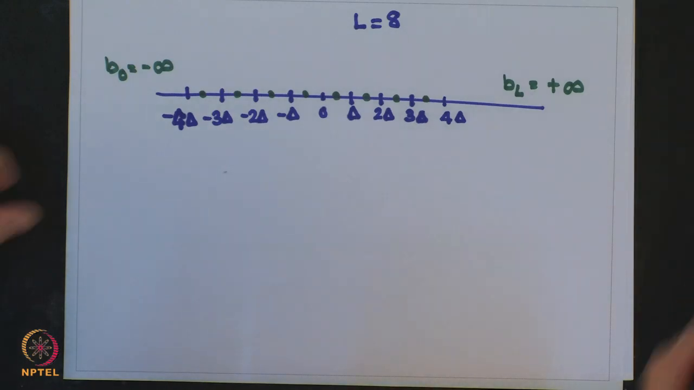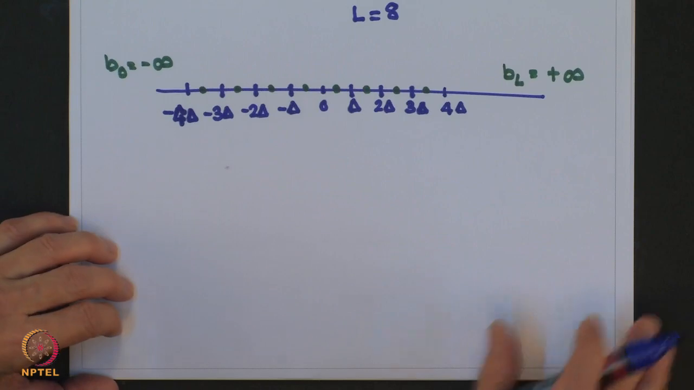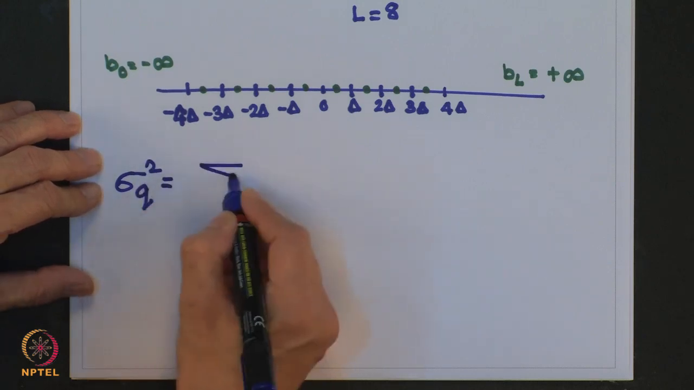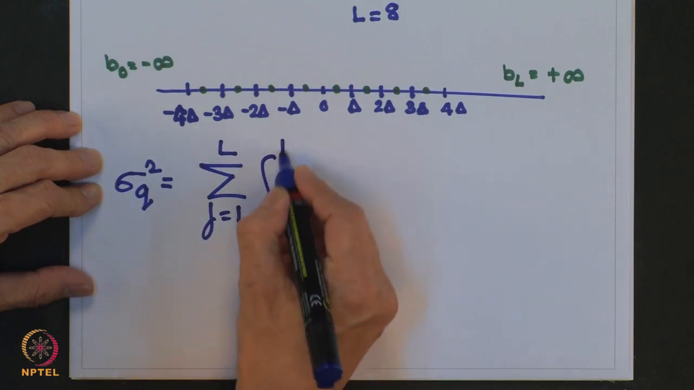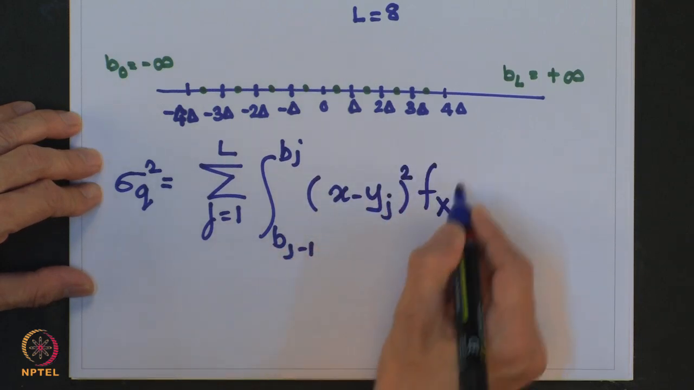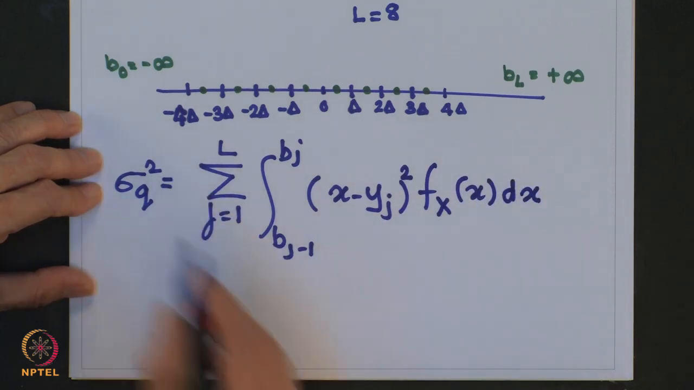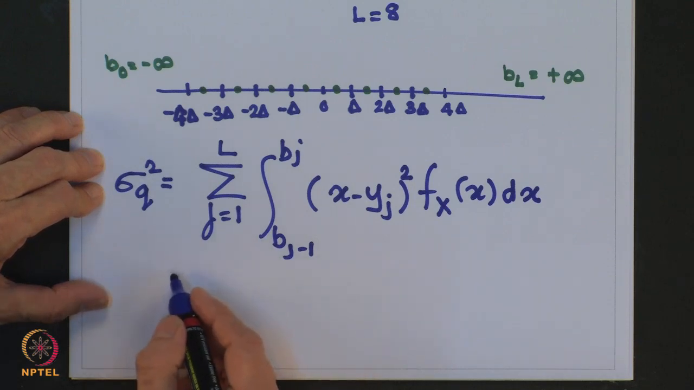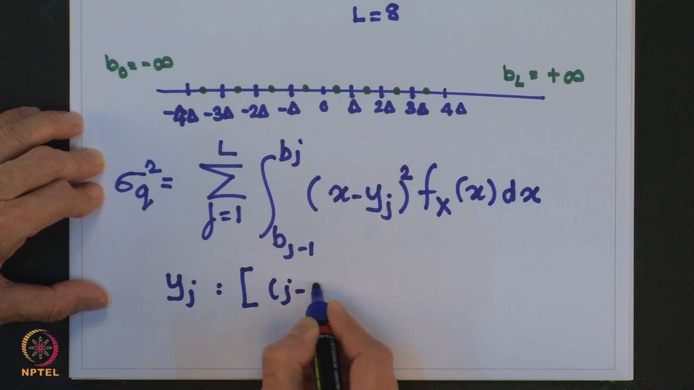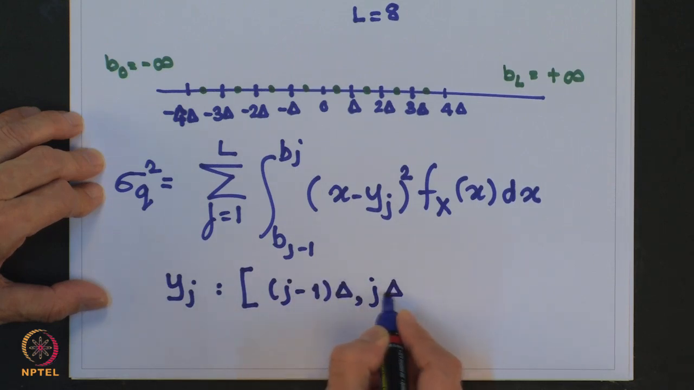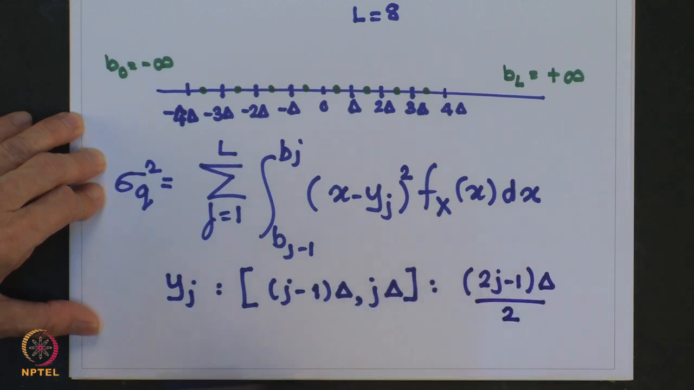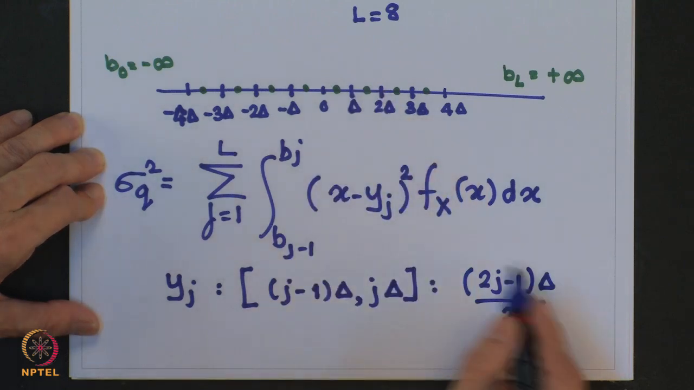So, let us write the distortion as a function of delta and then try to minimize it with respect to delta, fine. So, quickly we write this, your noise variance. Now, as we said, we are using a uniform mid-rise quantizer. So, your yj for the interval j minus 1 delta to j delta is going to be simply (2j minus 1) delta by 2, because halfway between the boundaries will be your reconstruction level.